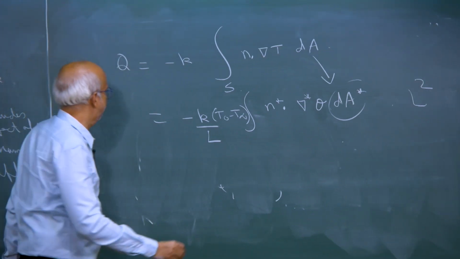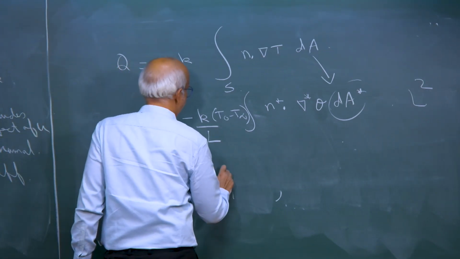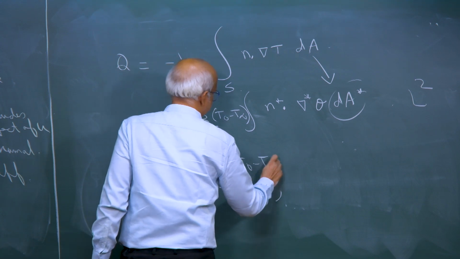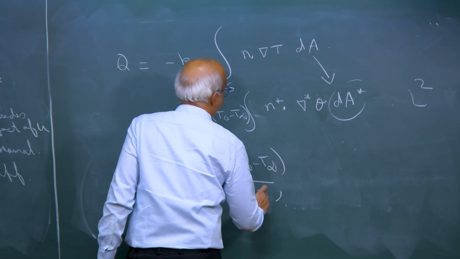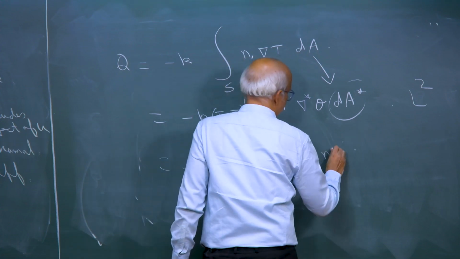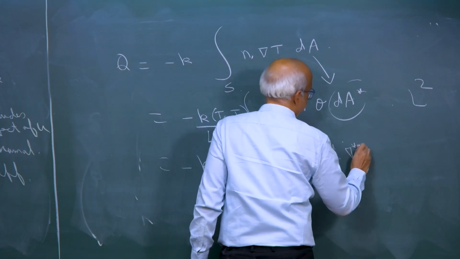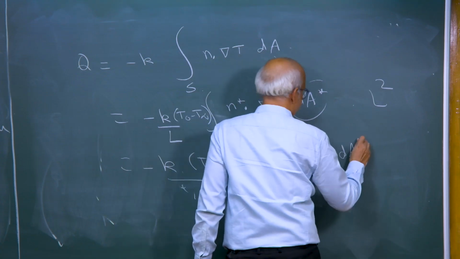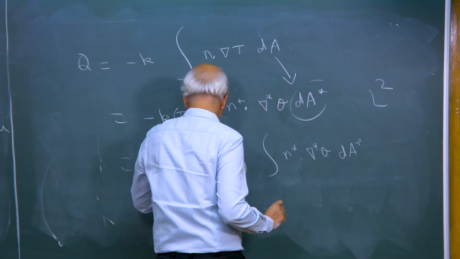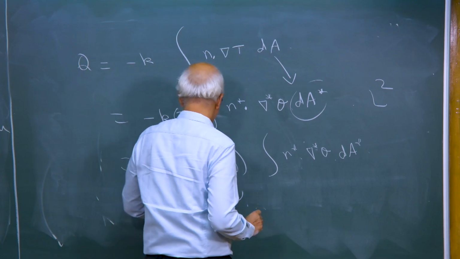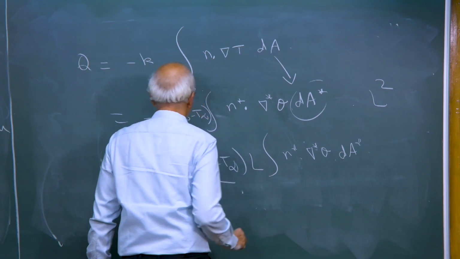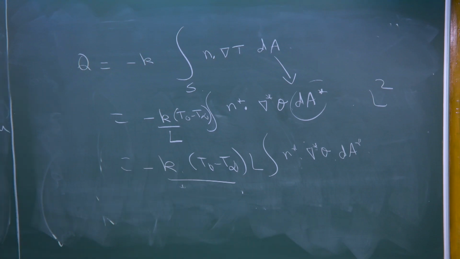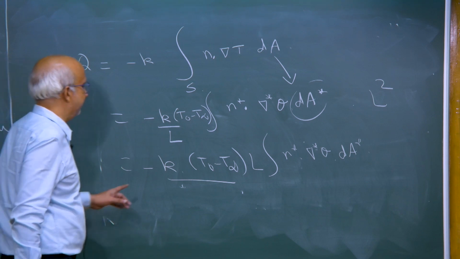Okay. So, this is basically minus K into T naught minus T infinity divided by L times integral n star dot del star theta dA star, and I want to get rid of this L here, so I put an L here. That is your numerator in terms of the dimensionless temperature theta, that is heat flux. So, you have to evaluate this.